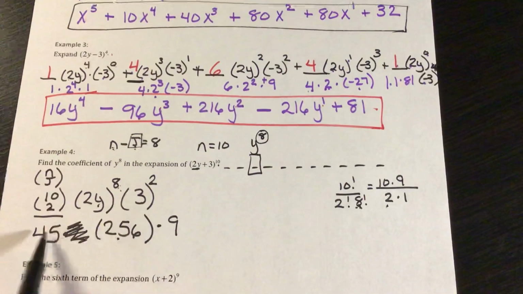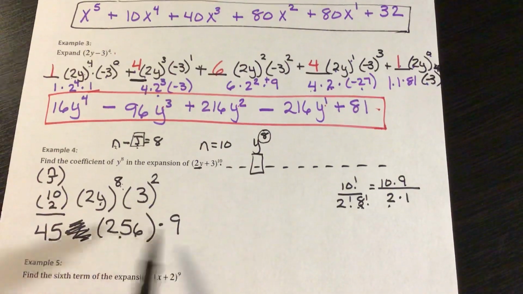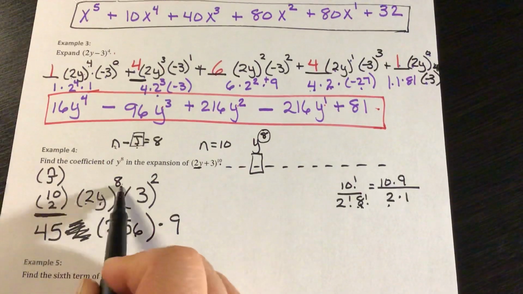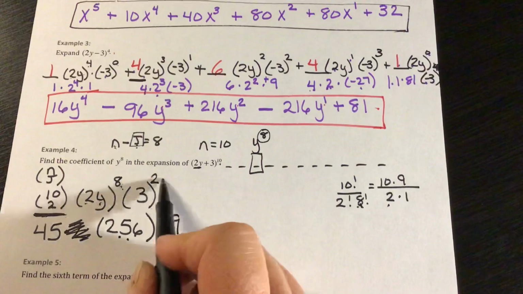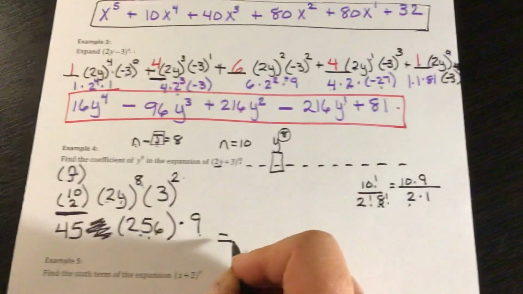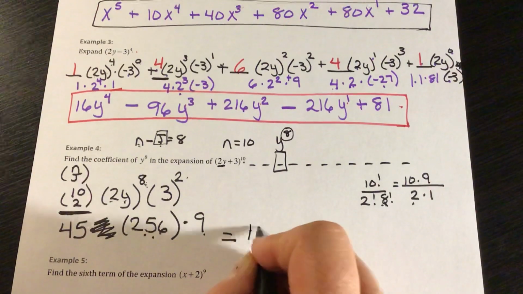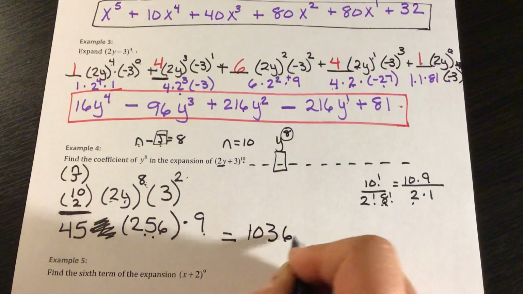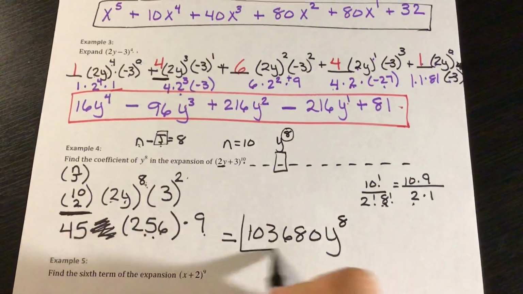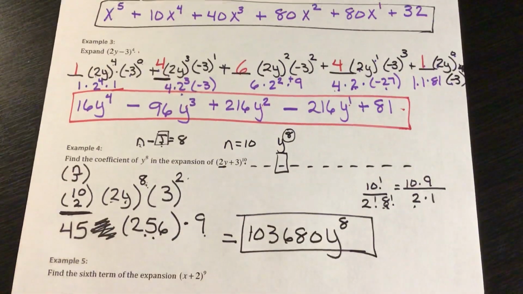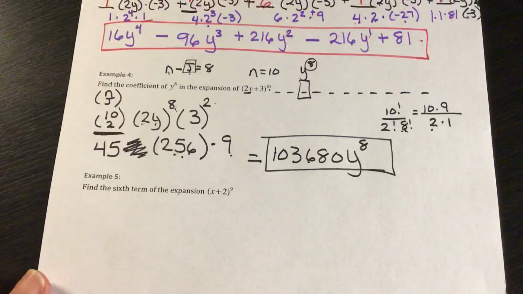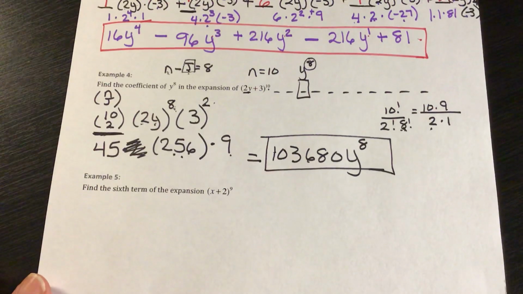So this is going to be my coefficient. 10 choose 2 is the number we put here, 2 to the 8th is 256, and 3 squared is 9. If I multiply all those together, I'm going to get 103,680, and that's the coefficient of y to the 8th power. Woo! All right, next one is just like the last one we did.